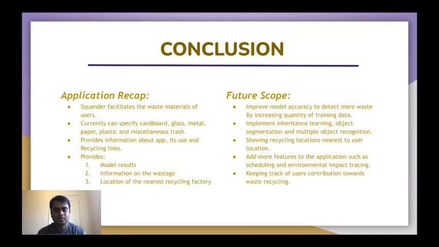I'll be concluding this sprint presentation, and first I will give you the application recap, which tells about what the app does till now, and what the scope of this app is in the future. So in the application recap, till now the Squander app can recognize a single item from an image and categorize it into categories such as cardboard, glass, metal, paper, plastic, and miscellaneous trash. It also provides information about the app, such as its use and the various recycling links which the user can use to find recycling stations.